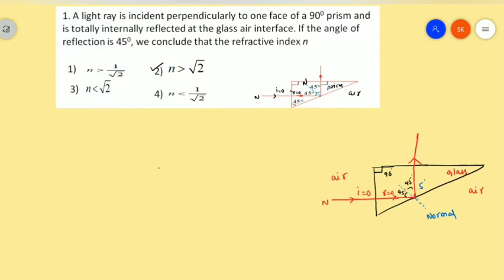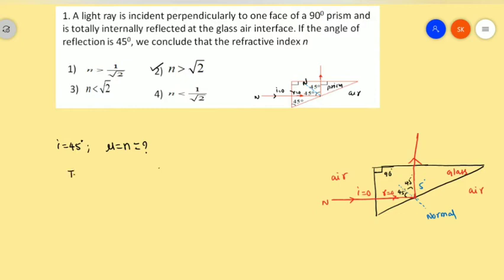In the given data, they gave that the angle of reflection at the second surface is 45, which means the angle of incidence is also 45 degrees. The refractive index of the prism is given as n. How much value should it be? We have to find the refractive index of the prism. Here total internal reflection is occurring. What is the condition for total internal reflection?